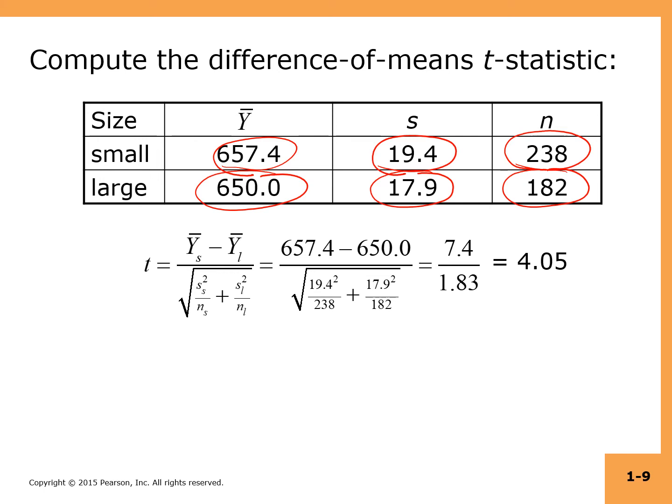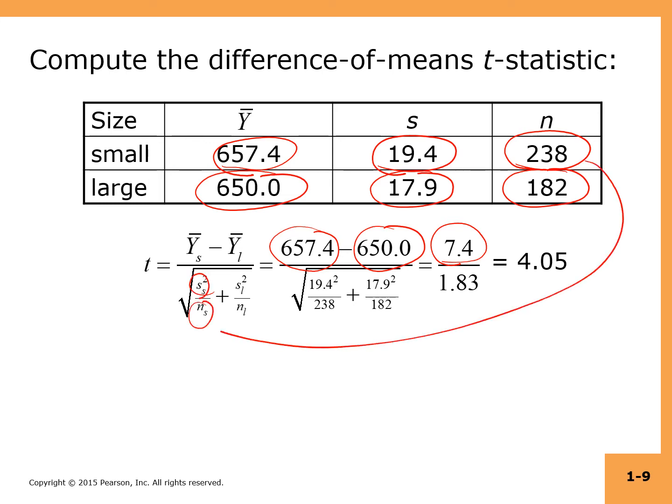Plugging these numbers into the test statistics formula, it's pretty simple. You just plug in the average test score for small class districts and large class districts, which gives us the point estimate that we calculated before. And then we take the square root, and since we only have standard deviation here, you square them to get variance, divided by the sample size that we get from the table. And once you calculate that, you get 4.05 as the test statistic.